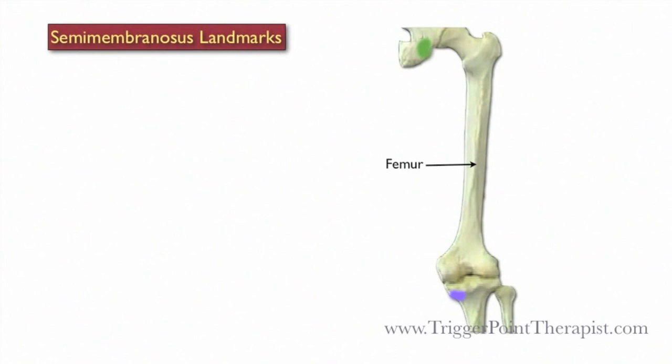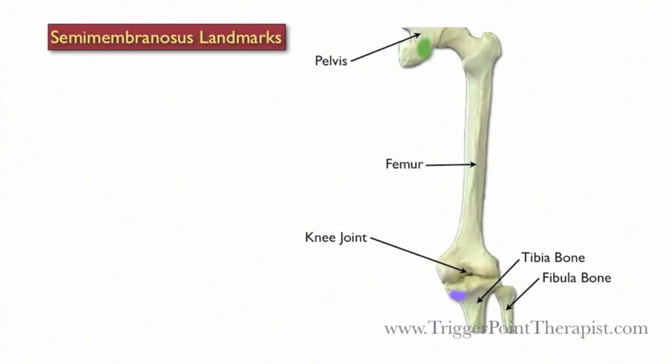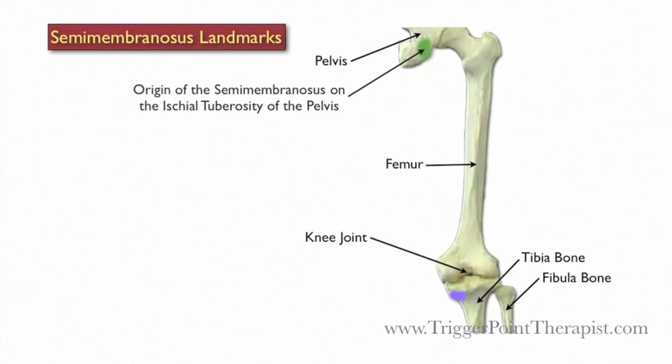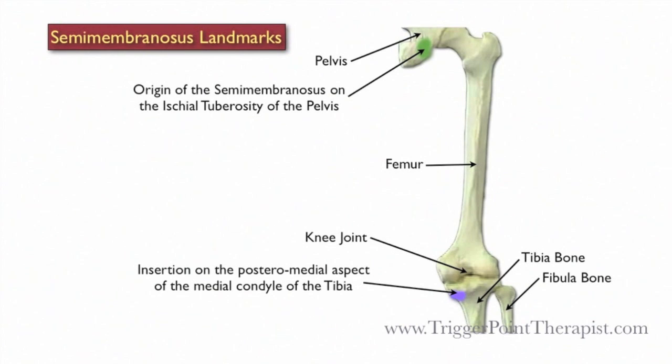Let's take a look at the semimembranosus landmarks. We have the femur, the tibia, the fibula, the knee joint, and the pelvis. The origin of the semimembranosus is on the ischial tuberosity of the pelvis, and it inserts on the posterior medial aspect of the medial condyle of the tibia.